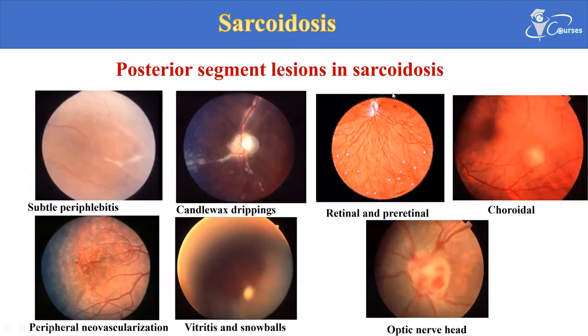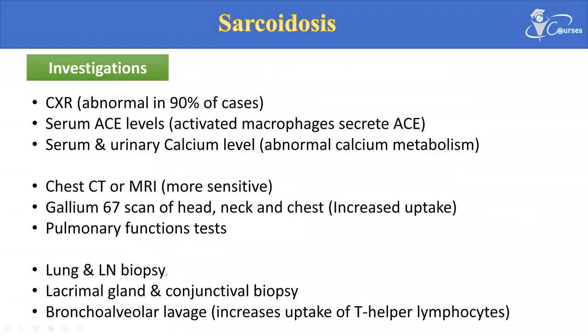Regarding the posterior segment lesions in sarcoidosis, it will present with subtle periphlebitis. There will be venous occlusion and venous sheathing like that. There will be exudation around the veins, what's called the candle wax dripping. There can be retinal and periretinal granulomas, choroidal granulomas, peripheral neovascularization, vitritis, and snowballs or optic nerve head granulomas. So granulomas everywhere. The treatment will be steroids and immunosuppressives, but most importantly is what will be the investigations.